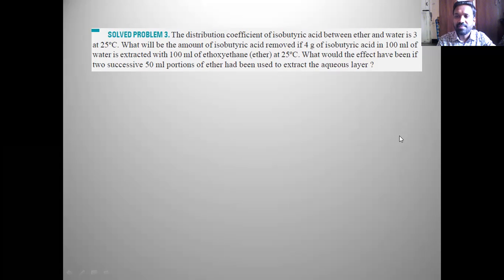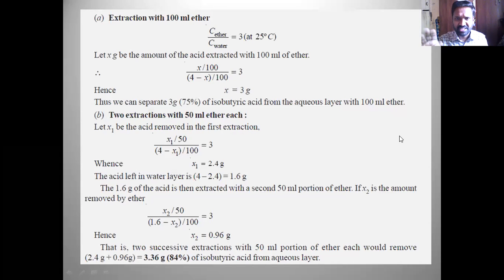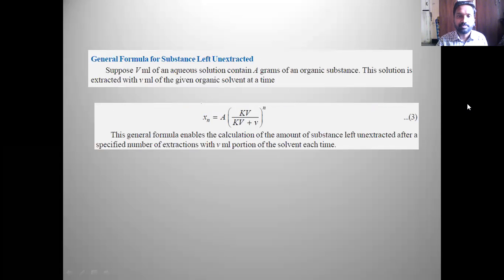Now, we have to solve this problem along similar lines to how we solved the previous question. What would be the effect if 2 successive 50 ml portions of ether were used for extraction instead of a single extraction? So how to solve? First, you do it for single extraction, and then you do it for 2 extractions, 50 ml each. You find that with single extraction, you extract 75% of isobutyric acid. With 2 extractions, you extract 84% of isobutyric acid. So again, multiple extraction is better than single extraction.